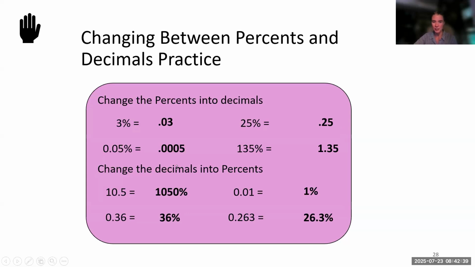Okay, so then if we look at changing the decimals into percents, we're starting with a decimal, we want to show it as a percent, then we're going to multiply by 100. So 10.5 times 100 is going to give us 1050%. That's how we would show that one. If we wanted to do this next one to the right, 0.01, let's try it with the decimal hopping over method. We're going to take that little decimal that we see and move it 2 spaces to the right. And so then we have 1.0, which is just 1, right? So that's 1%. 0.36, same deal. Let's take that little decimal and plop it over 2 spaces. We have 36.0, that's 36%.